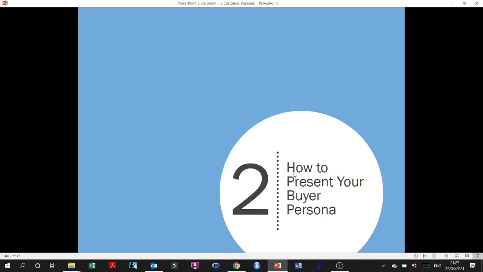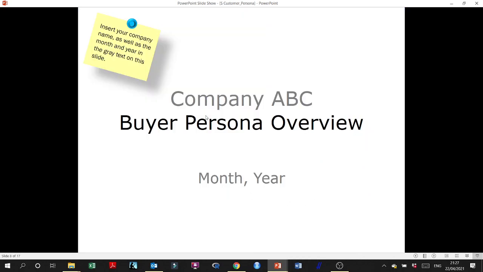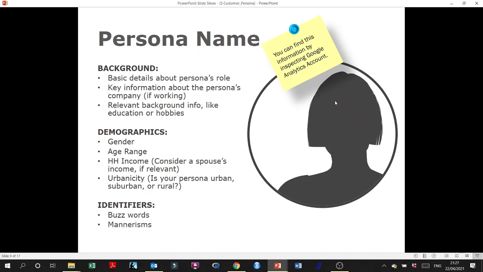So, how to present your buyer persona? First of all, the first slide should have your company name. Of course, you need to tell them that you're doing a buyer persona, and the date. Then it should look something like this. There's a picture of your persona and some background information, like basic information about the person's role, where they work, or if they're a housewife, what they do, a little about their lifestyle, and relevant background like education and hobbies, if you have any of that.